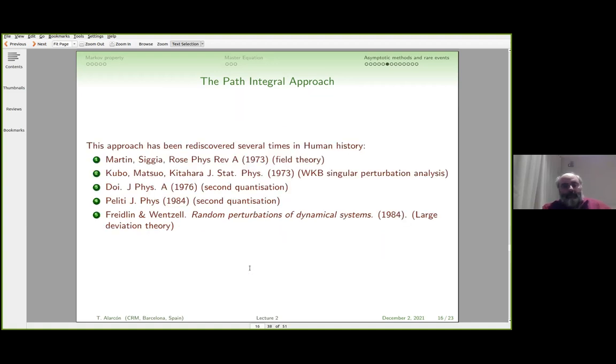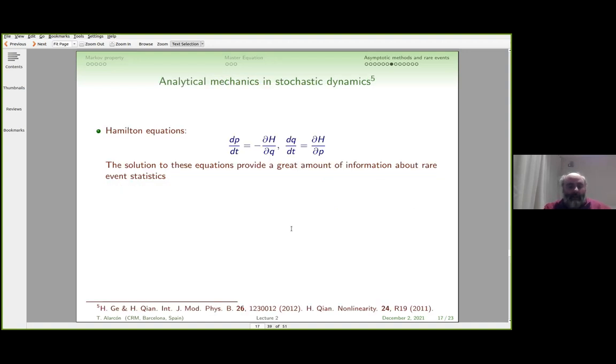Now, this is one of these results that has been rediscovered several times in human history. Here there is a list of people who have done so. I stopped in 1994, but I could have gone on. This is a phenomenon where people ignore the previous work and think they have invented the wheel, when they haven't. With this particular problem, it has happened a number of times.